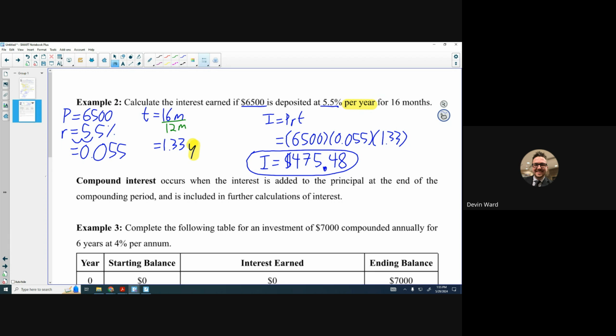I'm rounding off to 2 decimal places because remember, it's money. We always round off money to 2 decimal places. Why? Because a penny is 2 decimal places, so that's why we're going down to 2.